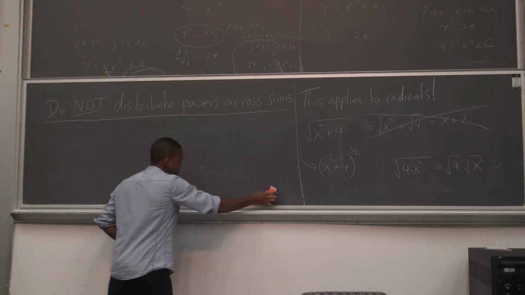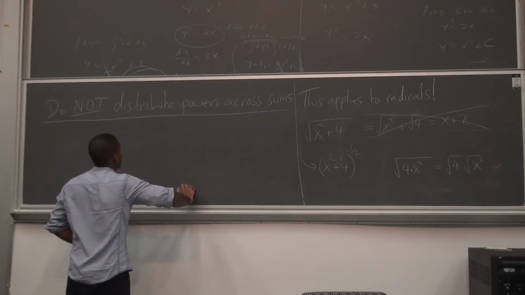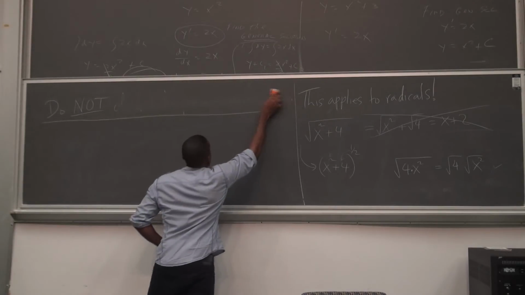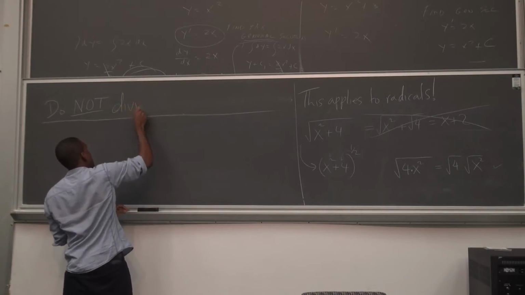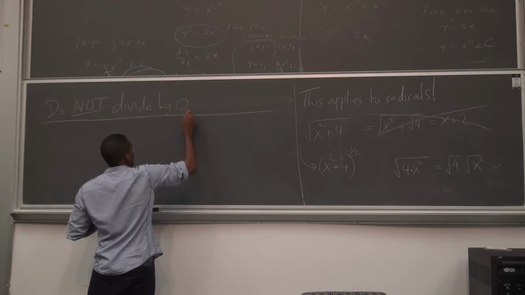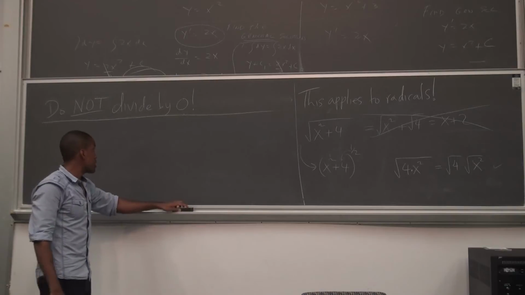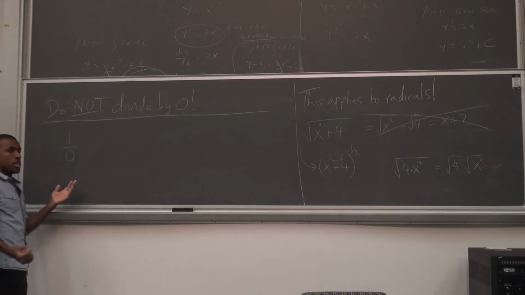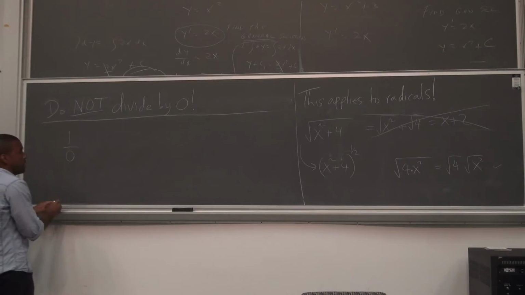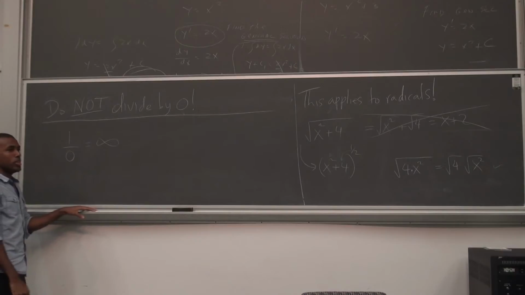Last blasphemy. This one's not so common, but I have seen it more than a handful of times in a given class. Don't divide by 0. The answer is not 0, the answer is not infinity, the answer is completely meaningless. It does not make sense to divide by 0. So if you see something like 1 over 0, it does not exist. It's not a number. A lot of people might think, oh, you divide by 0, you get infinity. Well, that's actually not true.